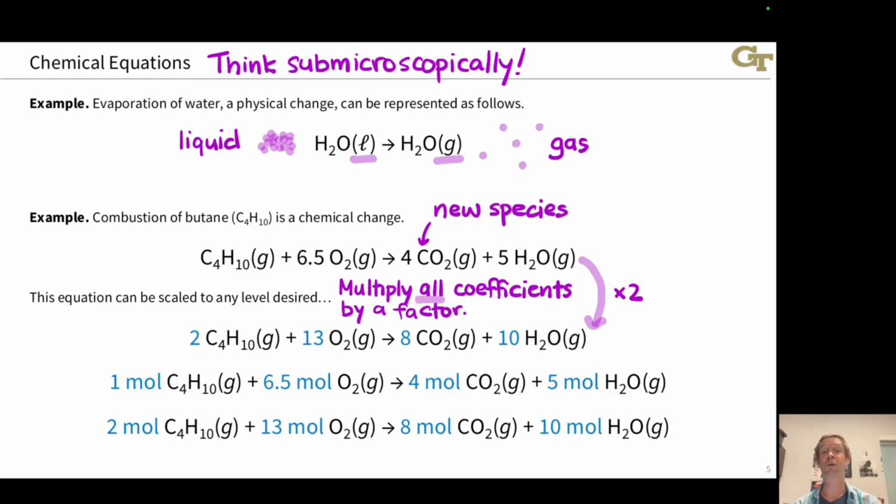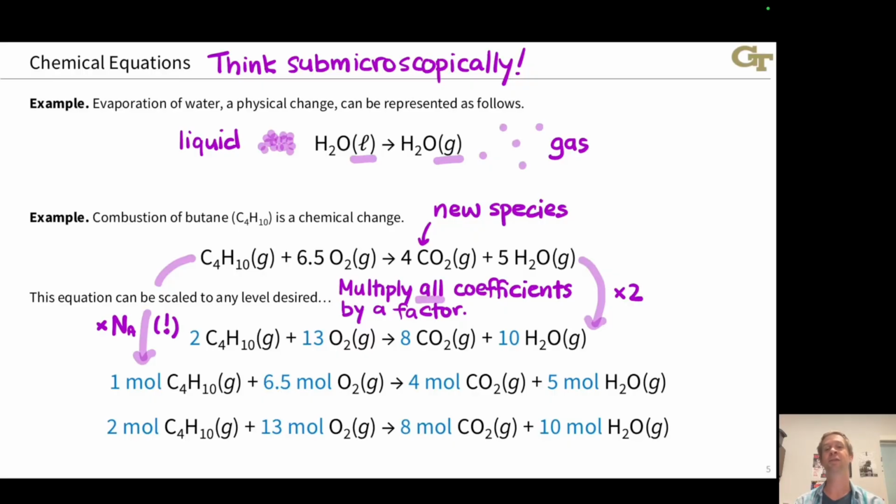We can also multiply all the coefficients by Avogadro's number. And in doing this, what we've done is gone from the scale of a single molecule of butane, one molecule of C4H10, to a mole of C4H10, and the corresponding numbers of moles of all the other reactants and products. So this reaction also works at the scale of 1 mole of C4H10, reacts with 6.5 moles of O2 to yield 4 moles of CO2 and 5 moles of H2O.